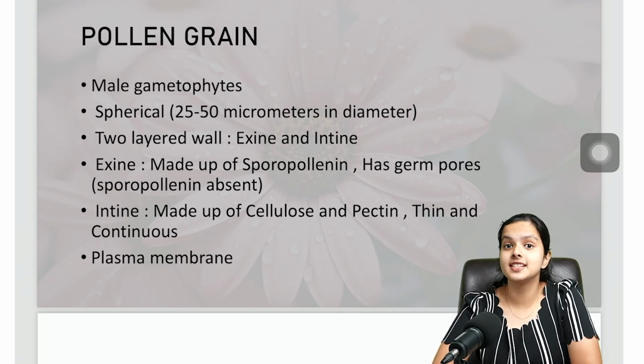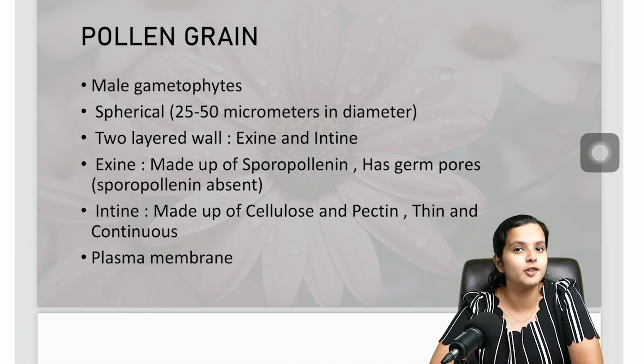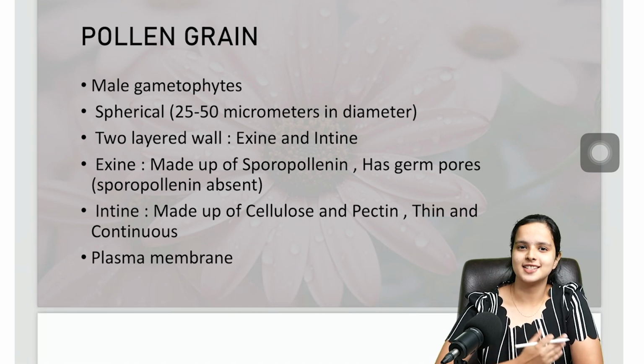If you recall, we were discussing the first chapter of Plus 2 biology, right? Sexual reproduction in flowering plants was the name of the chapter that we were discussing. I'm Tanuja and let's continue with the chapter.